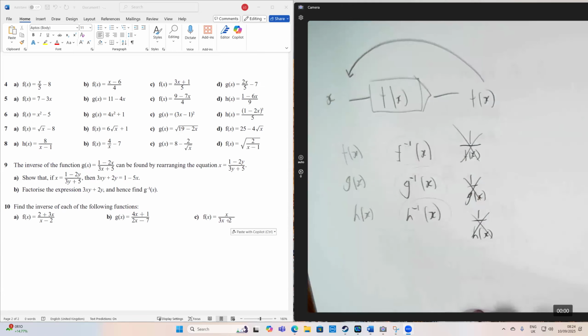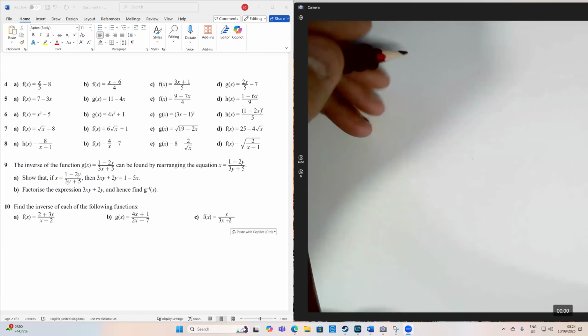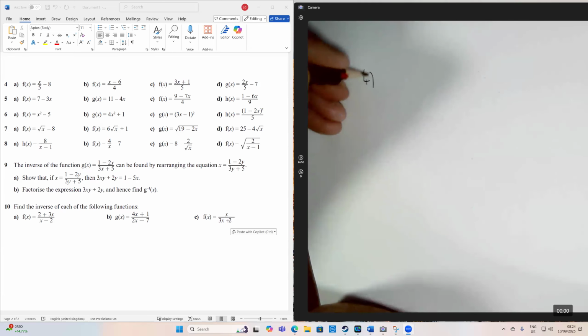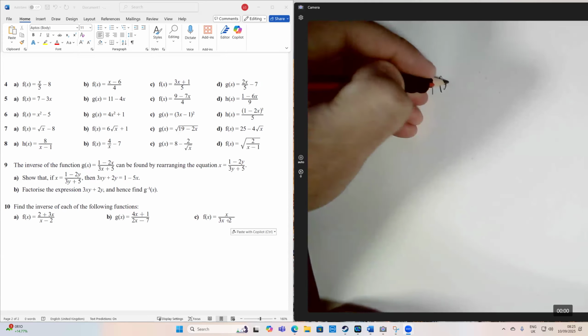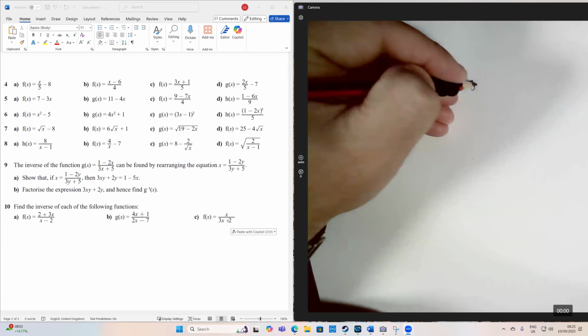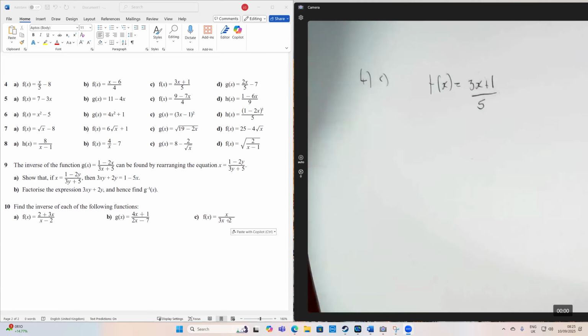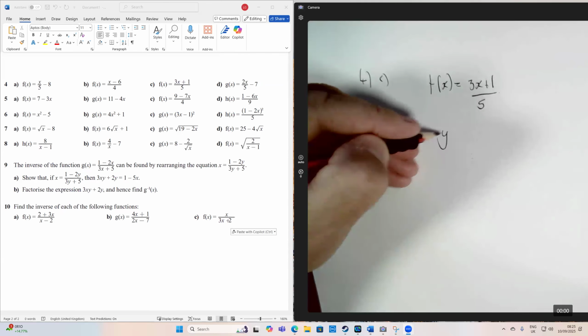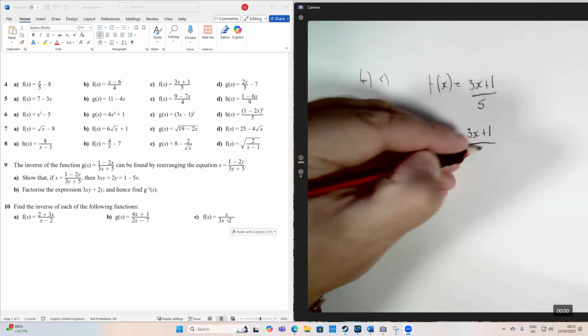Okay, without any further ado, let's have a look at how we're going to do this in one or two of these questions. We'll start off relatively straightforward. Let's do question 4c. We've got a function f of x is equal to 3x add 1 all over 5. Now, first of all, for this topic, we start off by replacing the f of x with the letter y.